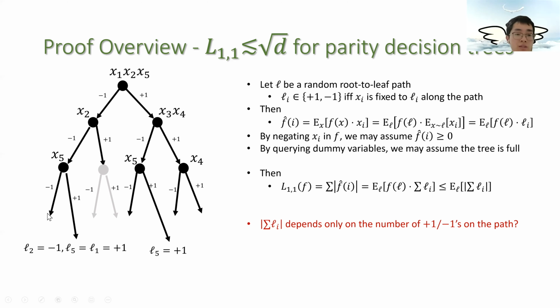So here are two paths. For example, the left-right path will fix x2 to be -1 and x5 to be +1. But since we know that x1 times x2 times x5 equals -1, it also fixes x1 to be +1. And for the path right, left, right, although we queried the product of x1, x2, and x5, and the product of x3, x4, we can only determine x5. So we need to reweight the parity decision tree to reflect the growth of the sum of l_i.